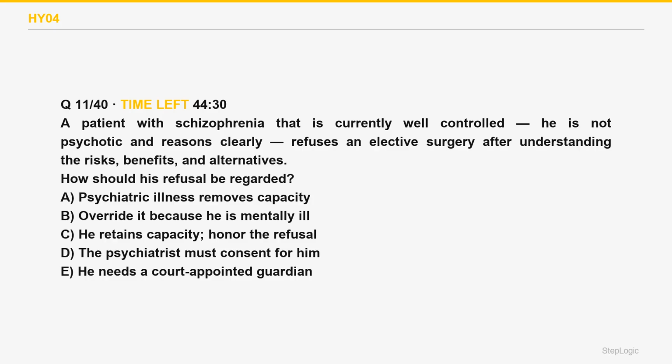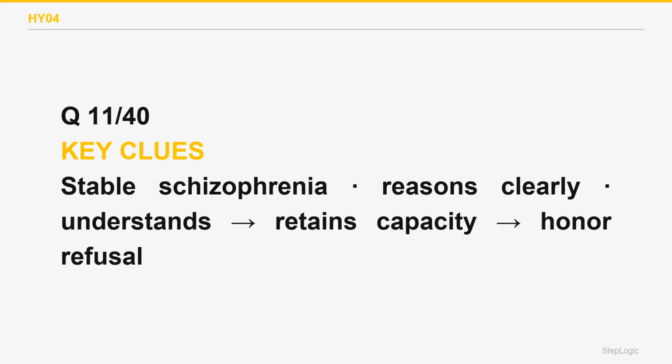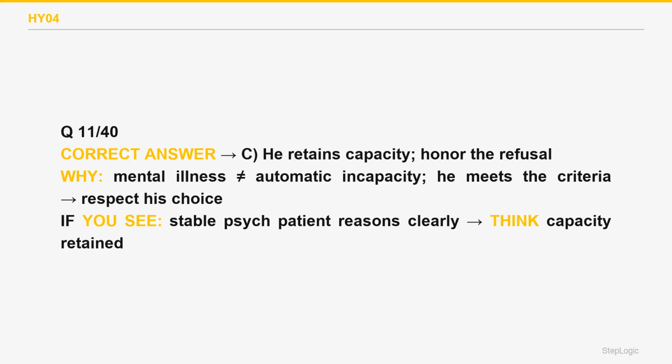Read the command: how to treat a stable psychiatric patient's refusal. A diagnosis alone does not remove capacity. A psychiatric diagnosis does not automatically strip capacity. What matters is whether the patient can understand, appreciate, reason, and communicate a choice, and this stable, non-psychotic patient does. Therefore, he retains capacity, and his informed refusal must be honored just like any competent patient's.